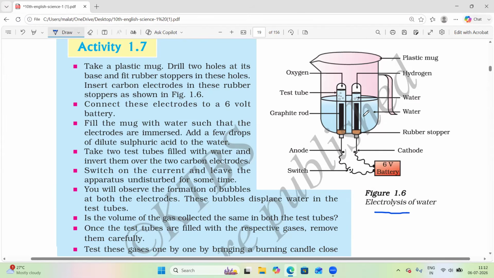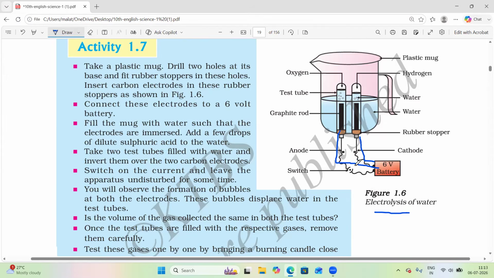You have to take water in one beaker, and then you have to take two graphite rods. You should connect these two graphite rods to the battery. One graphite rod you should connect to the negative terminal of the battery, and one graphite rod you should connect to the positive terminal of the battery.